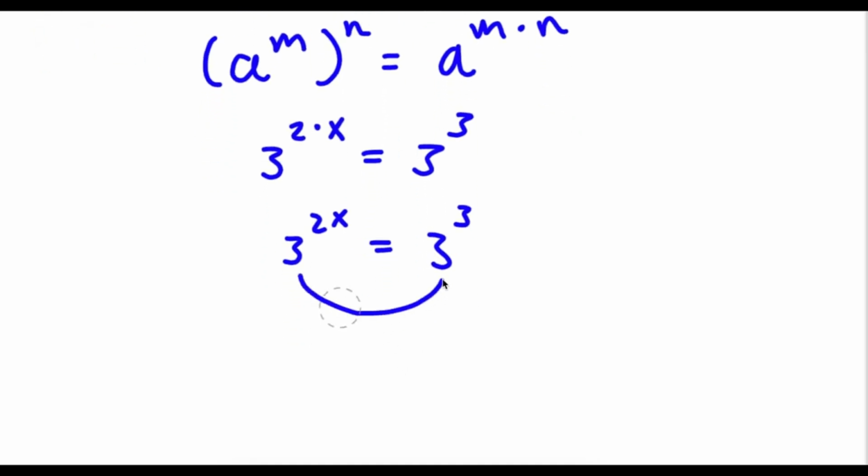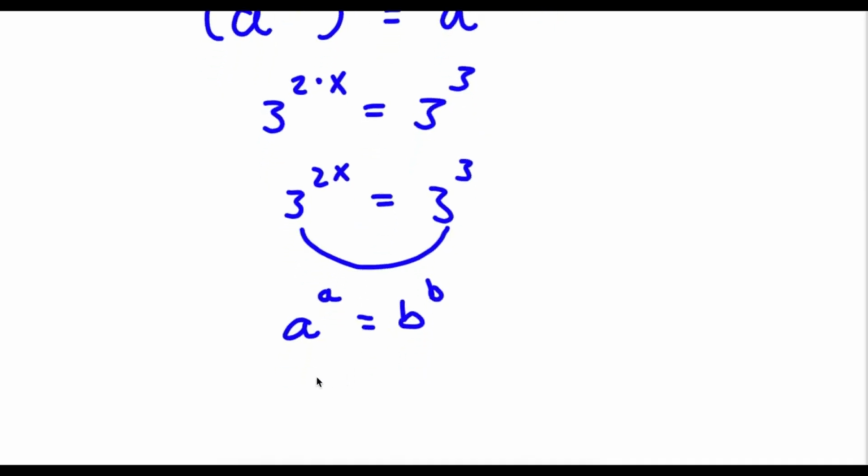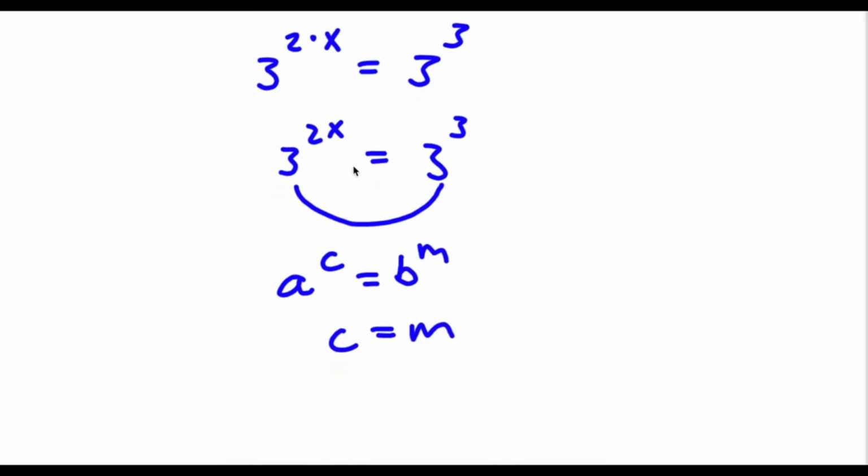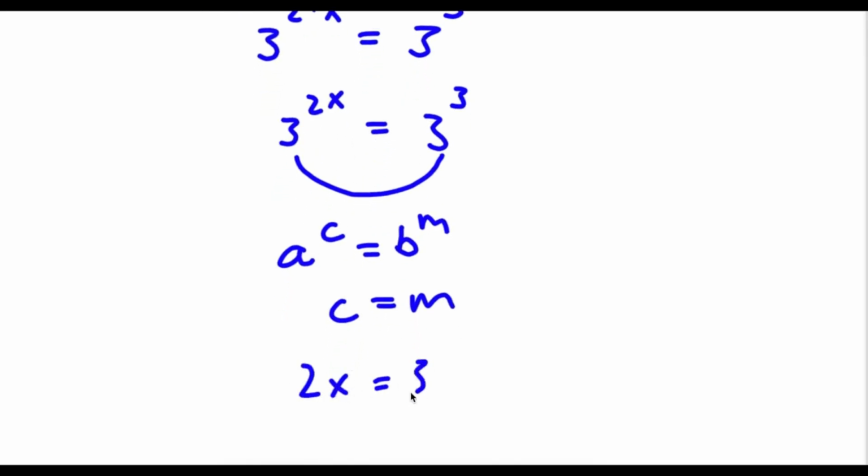Now, if you notice, both of these have the same base. Both of these bases are 3. And if I have something in the form a to the power of c is equal to a to the power of m, this means that c is equal to m. So in this case, 2x is equal to 3.